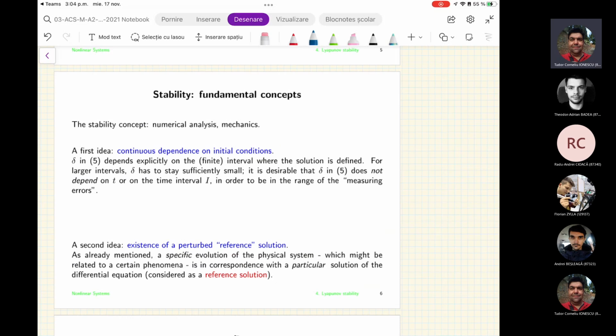To be in the range of the measuring errors. So the measuring errors do not depend on time, and any errors that might occur, okay? The evolution comes back to the clear and the good solution. So this is one way to think of stability, in the sense that if you do a perturbation in the initial condition or in the parameters, the solution essentially stays the same, okay? That's one way to look at things.